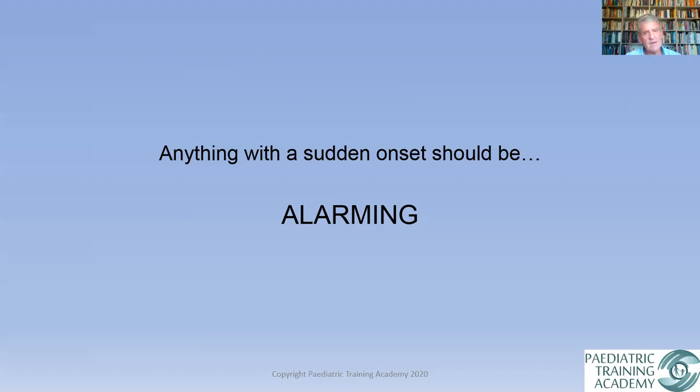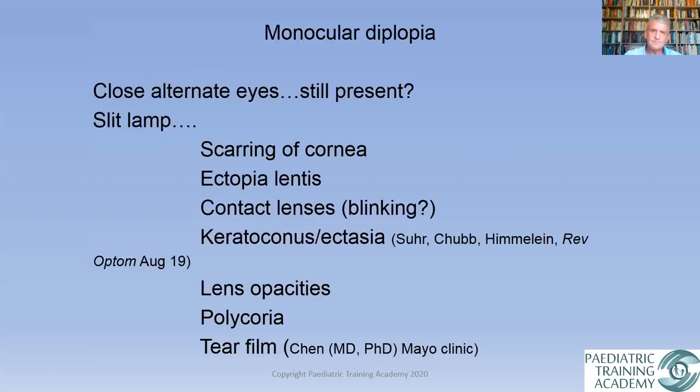So going back, anything with a sudden onset should be alarming. It's going to be alarming to your patient. They've had the sudden onset of diplopia. They don't know what's going on. They've got these two images. They might feel dizzy. They might feel confused, whatever the case is. And of course, as we've discussed, it should be alarming to you as well.